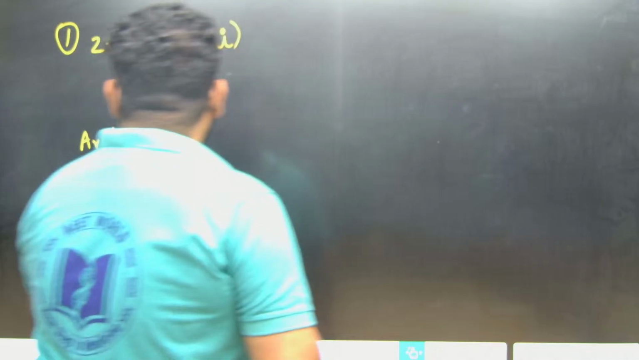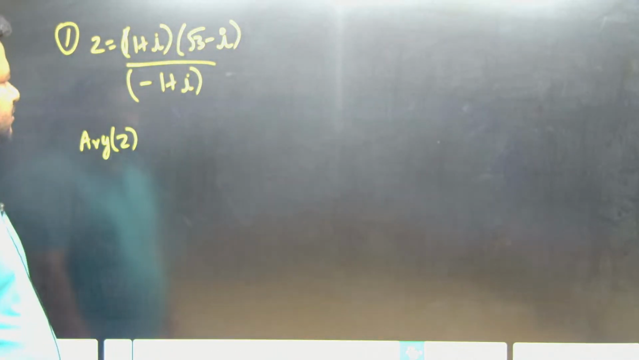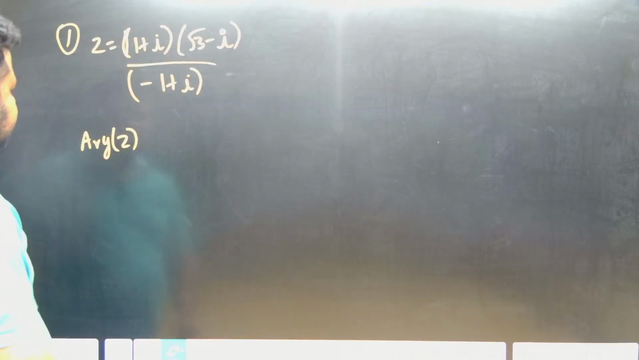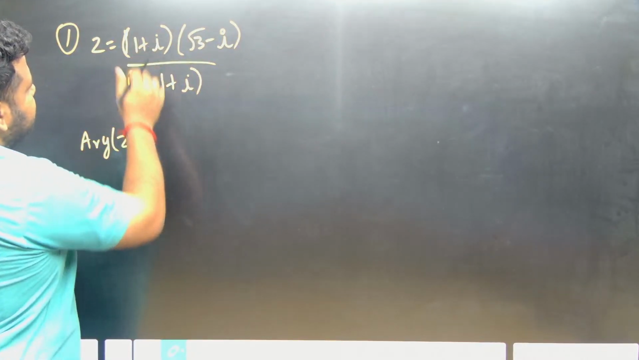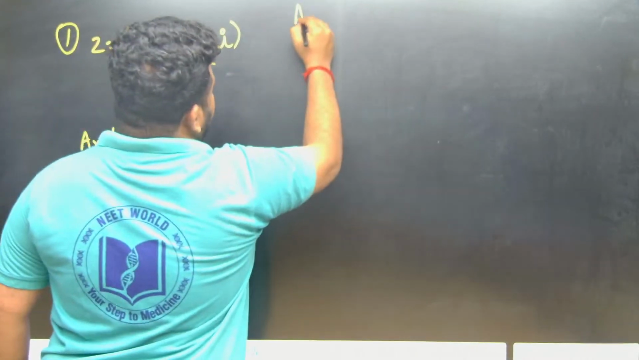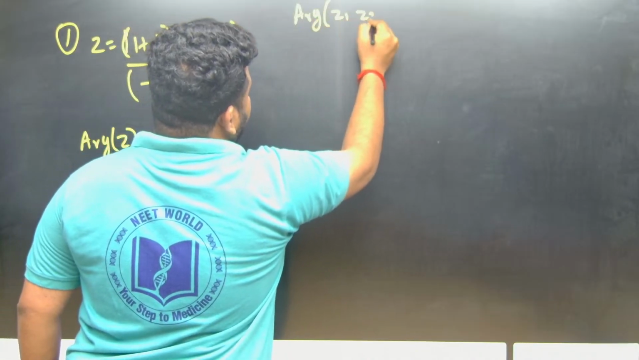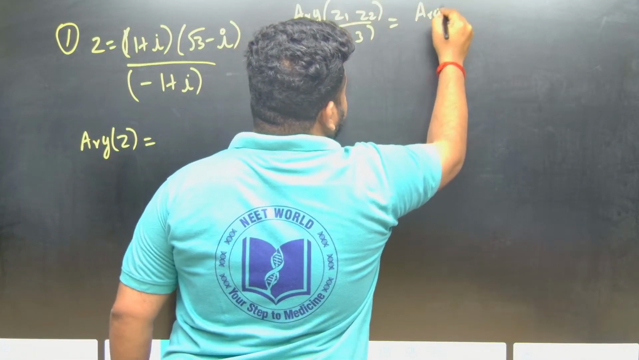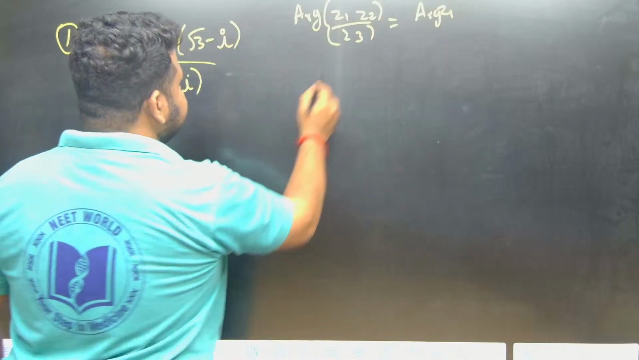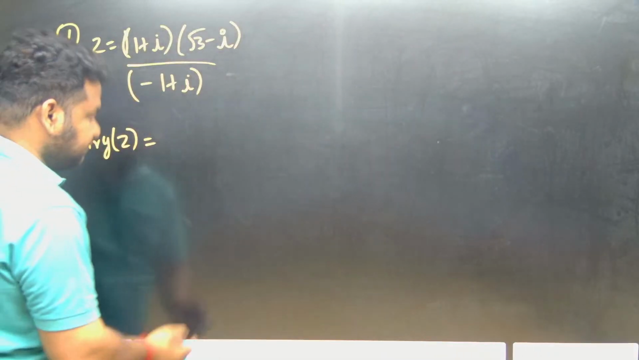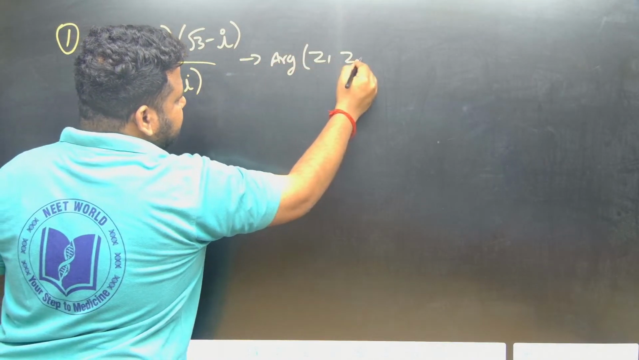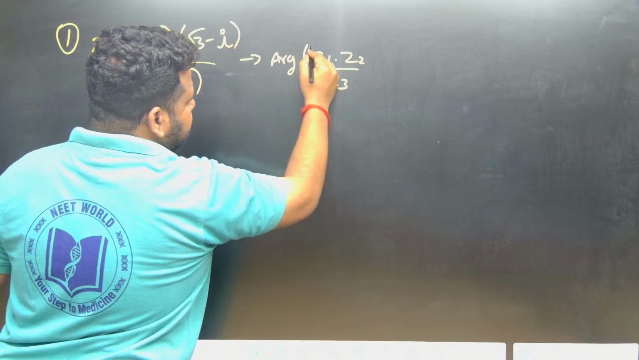So, let us do this question first. z is given as (1 plus i) into (root 3 minus i), divided by (minus 1 plus i). This is what is given. We have to find the argument of z. If you want to find the argument of z, see here, this is of the form argument of z1 into z2 divided by z3. I am just telling the property.